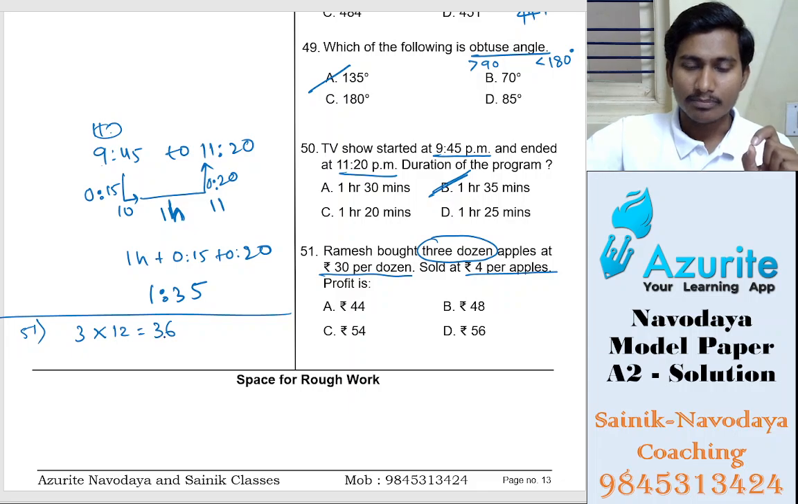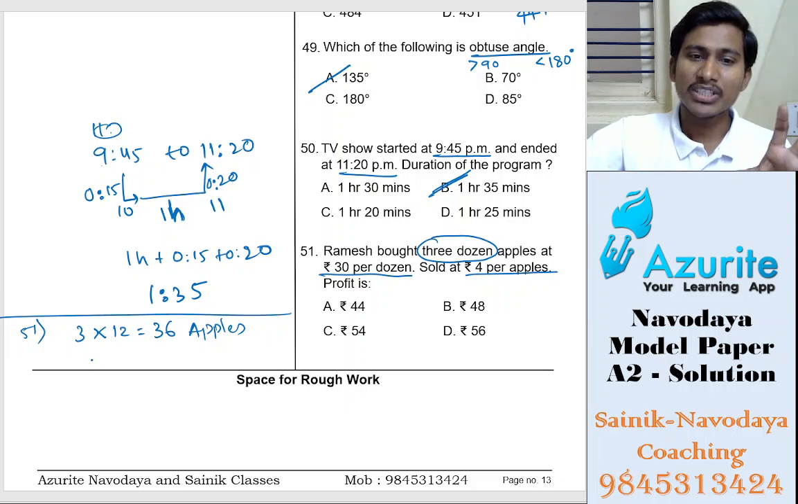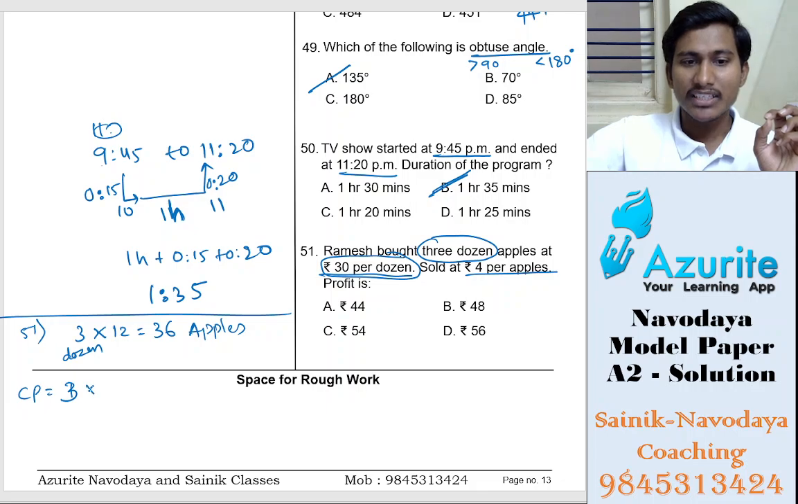He bought 36 apples in total. So what is the price of 1 dozen? The cost price is given per dozen: 30 rupees for 1 dozen. So there are 3 dozen, right? 3 dozen means 3 into 30 rupees. So 90 rupees is the cost price for 3 dozen, that is 36 apples.